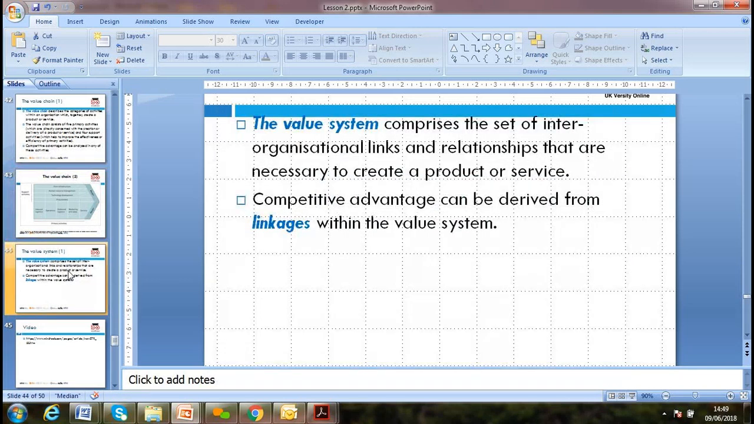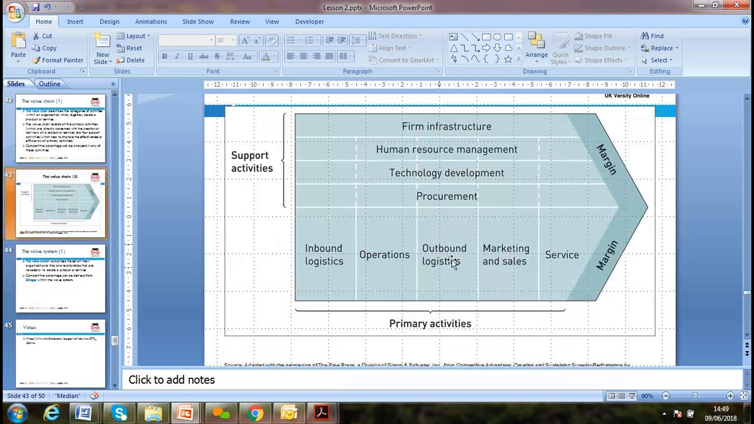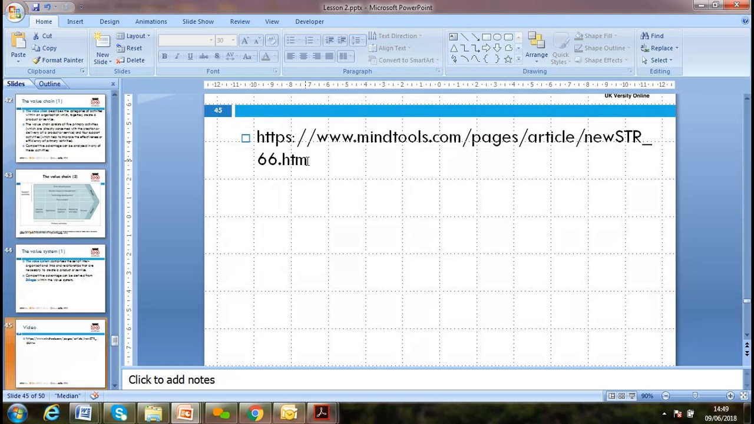The value system has organizational links and relationships; these are all activities. If we are very good in production but we don't have an infrastructure, who is responsible for what? If we are not recruiting the right people for the right job with the right skills, or if we don't have technology in place where people can do online booking and procurement, we can't create a competitive advantage. So these supporting activities create value within our organization, and we can look at the value chain.